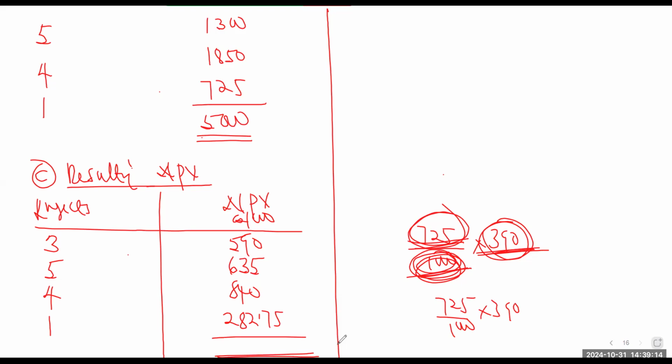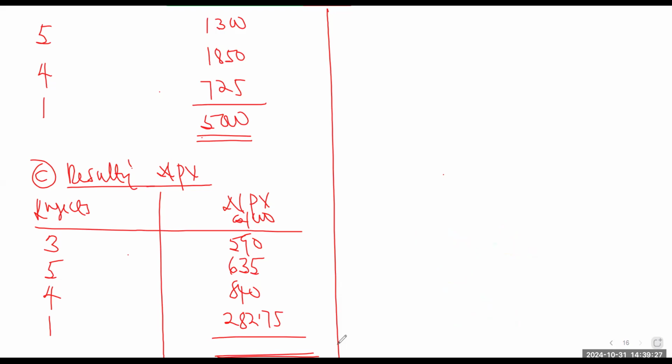Now we have 3 zeros at the top. So what is the total? 2,347.75. So that's how we go about it.